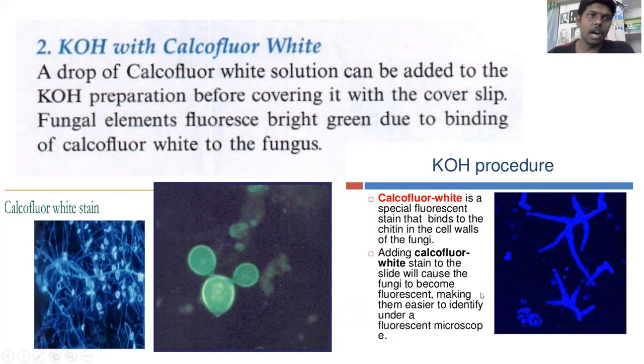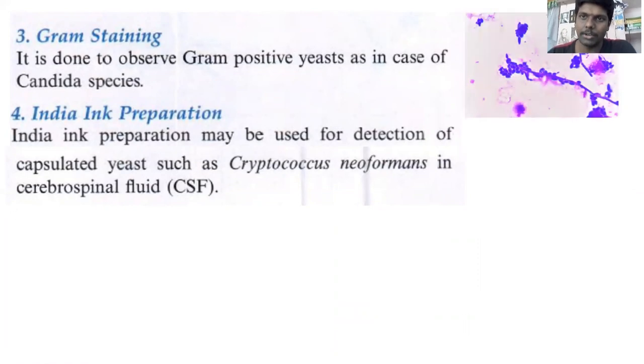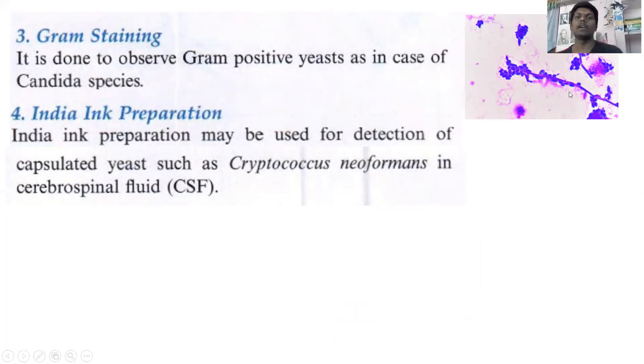Then the third one is Gram staining. As I said, some yeast cells are Gram positive or Gram negative. In order to find Gram positive yeast cells, we will go for Gram staining. For example, Candida albicans. Candida albicans is a Gram positive yeast cell. See here, you can see a positive blue color.